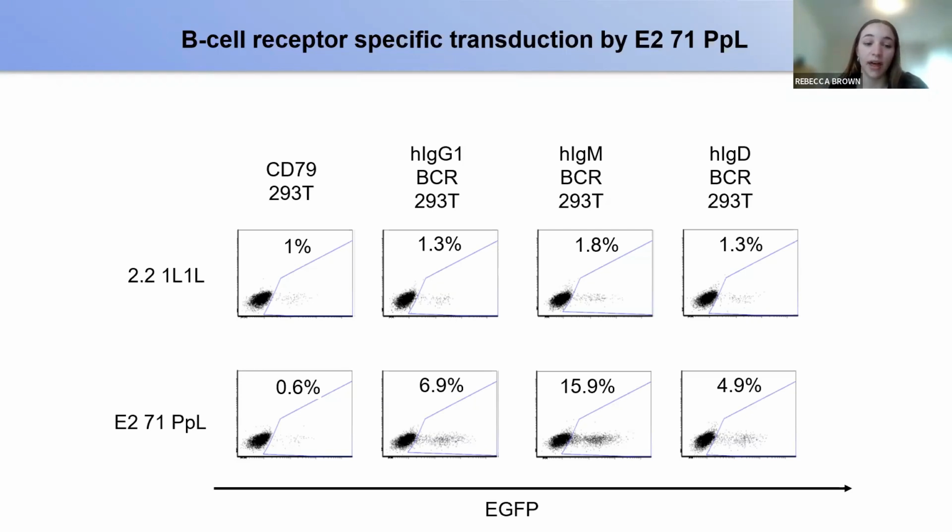We found that the 2.21L1L pseudotype did not transduce any of these cell types, as seen by very low GFP expression, since GFP was our transgene. And for E271 PPL, only the cells that expressed an isotype of B cell receptor were transduced, and specifically IgM had the highest transduction efficiency.